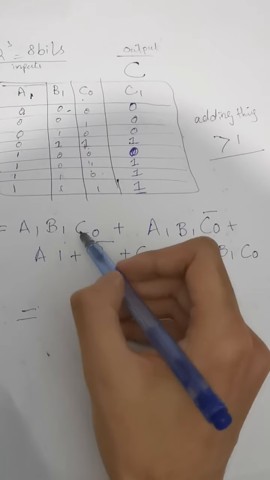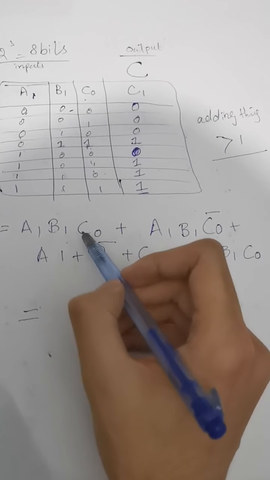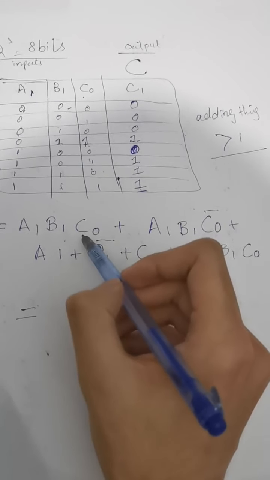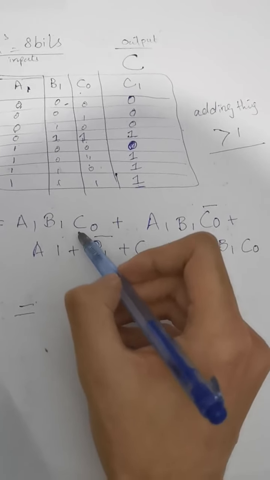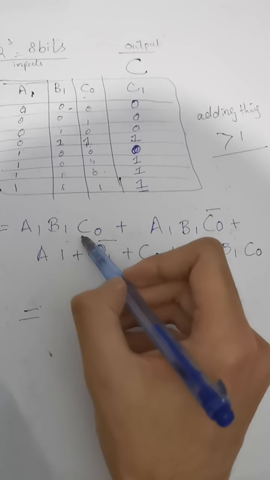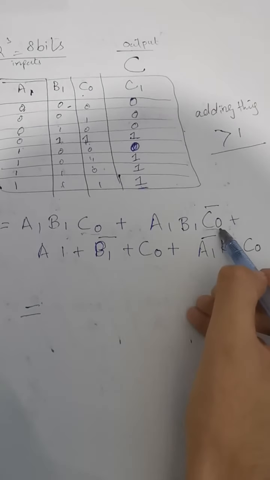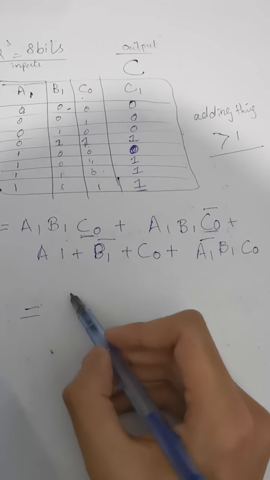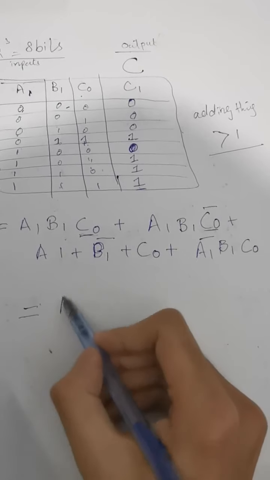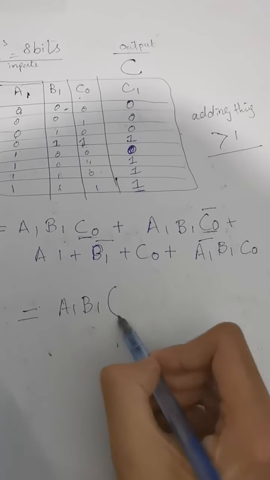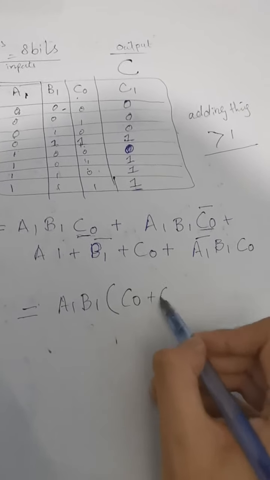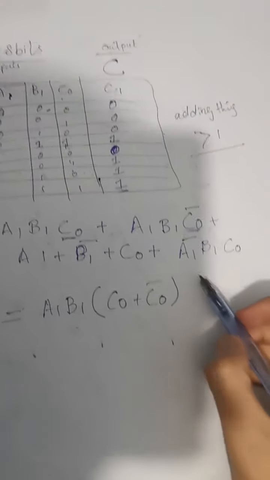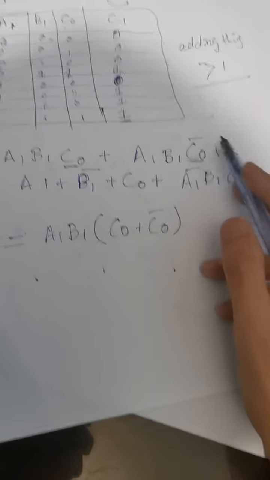So we're going to use the mathematical rules, or algebraic techniques, to simplify this Boolean equation. Notice that we have C0 and C0 bar in these terms here. So we're going to take A1, B1 as a common factor, and C0 plus C0 bar. That will make the simplification a lot easier.